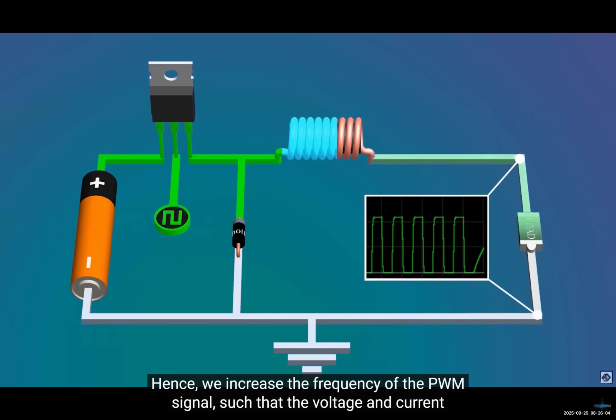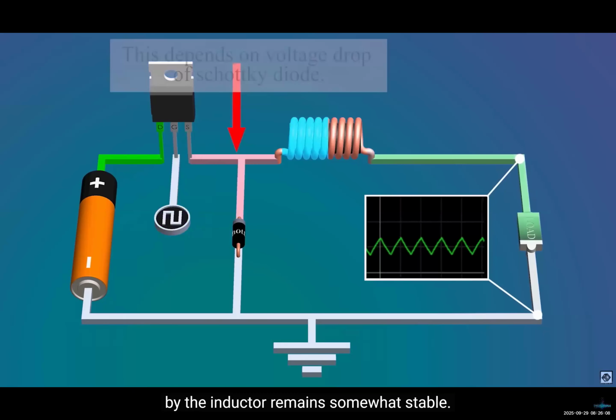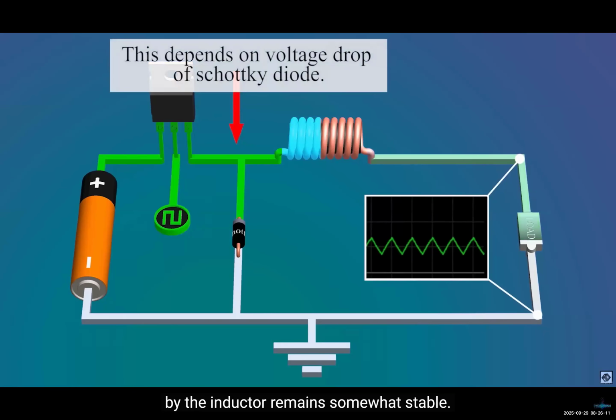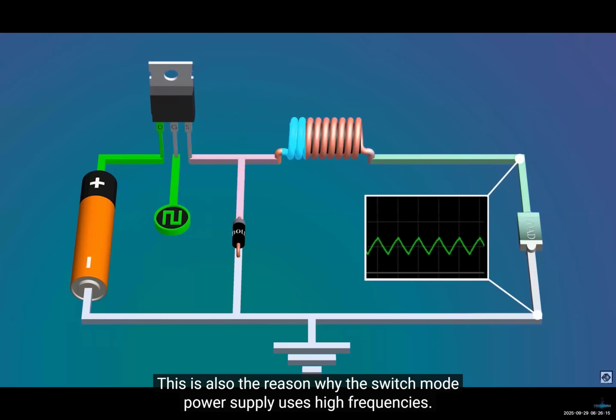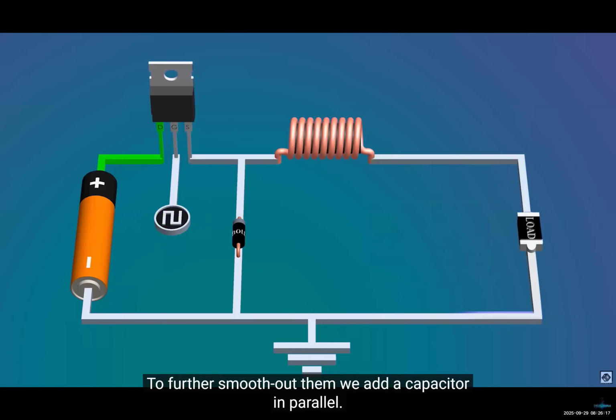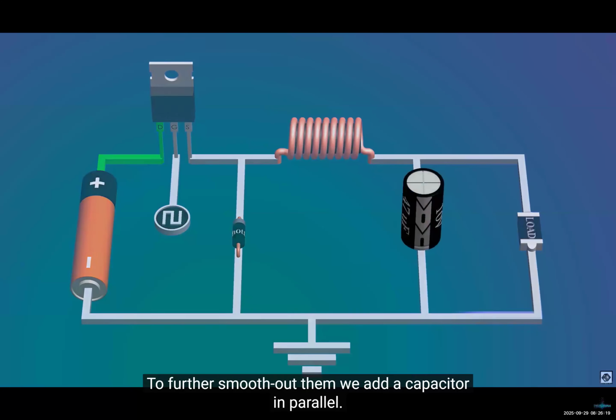Hence, we increase the frequency of the PWM signal such that the voltage and current by the inductor remain somewhat stable. This is also the reason why the switch mode power supply uses high frequencies. To further smooth them out, we add a capacitor in parallel.